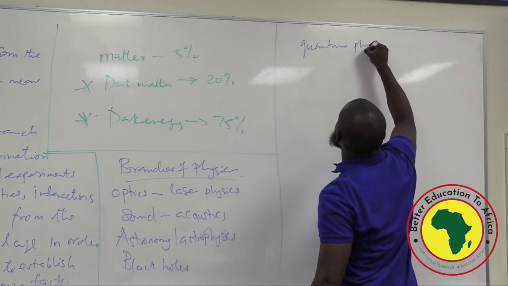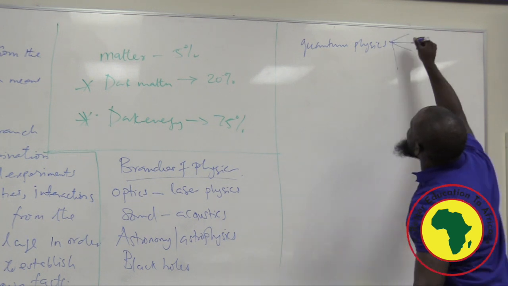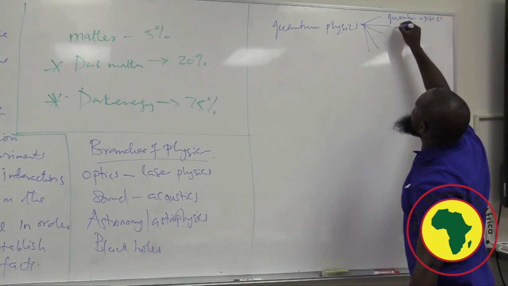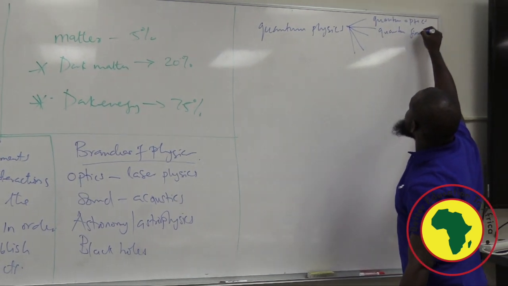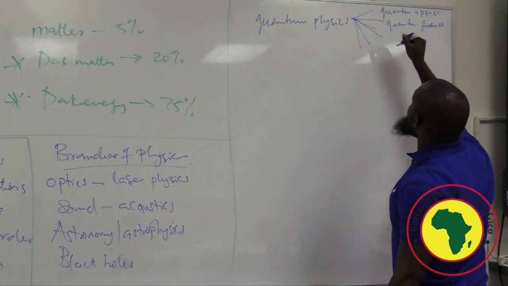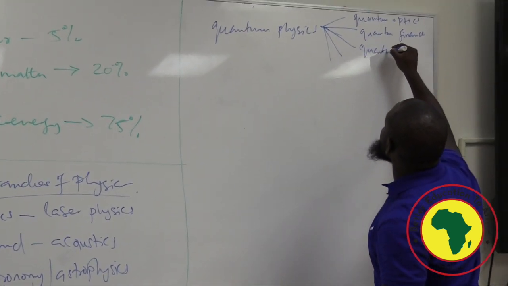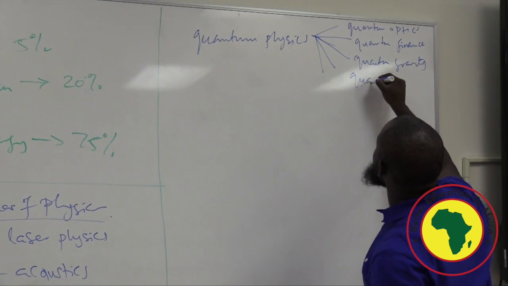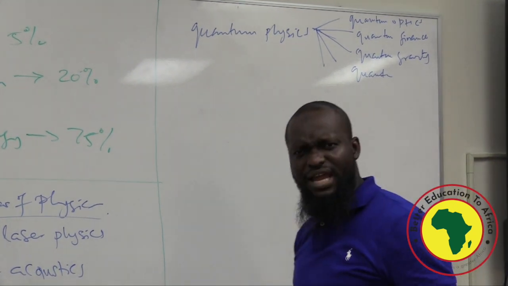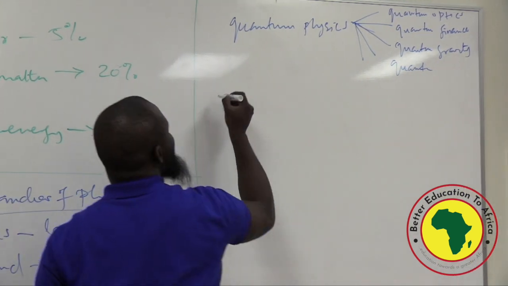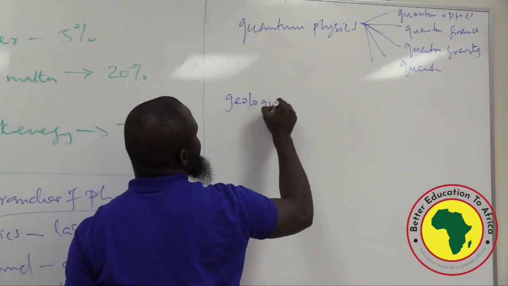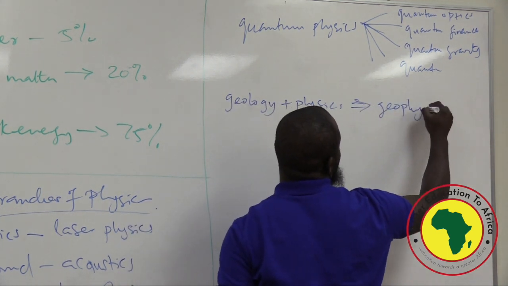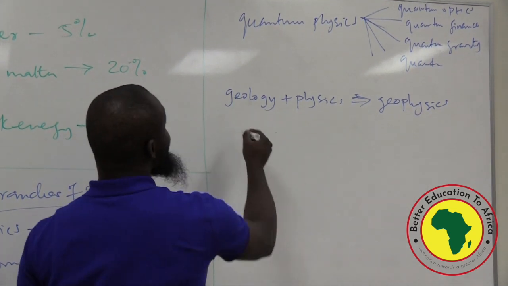And I say quantum physics has lots of diversification. We have quantum optics. We have quantum finance. We have quantum gravity. We have quantum electrodynamics and like that. Okay, people study these fields. Then we have where geology meets physics, called geophysics. Then we have fluid mechanics.